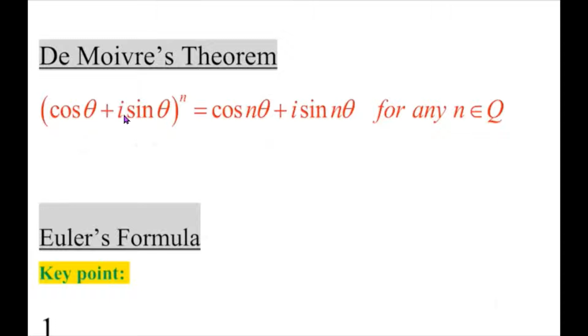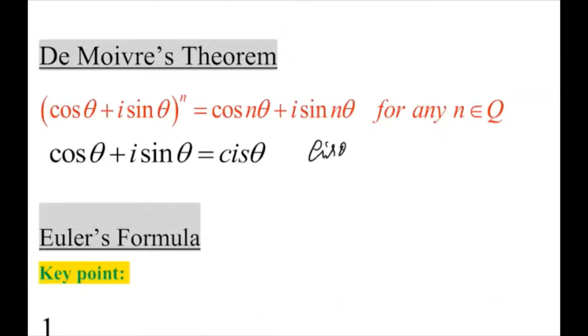So (cos theta plus i sin theta) whole power n is cos of n theta plus i sin of n theta, where n is any rational number. Sometimes cos theta plus i sin theta is briefly written as cis theta. So you can write De Moivre's theorem as (cis theta) whole power n equals cis of n theta.